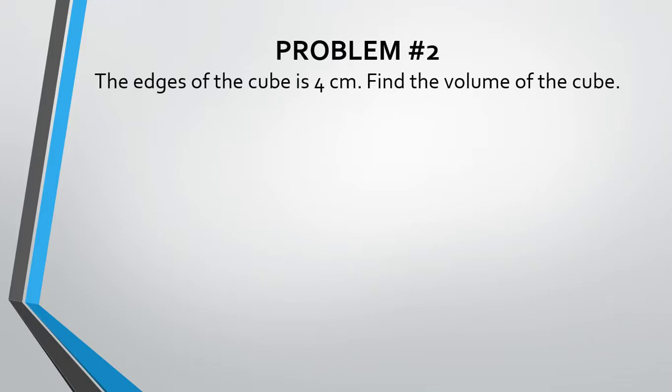The next example is, the edge of a cube is 4 centimeters. Find the volume of the cube. This example is very simple. Since it is a cube, we just need to substitute the value of the edge of the cube in the formula V is equal to e raised to 3, where V is equal to 4 centimeters raised to 3. Now, we get the value of the volume of the cube, 64 cubic centimeters.